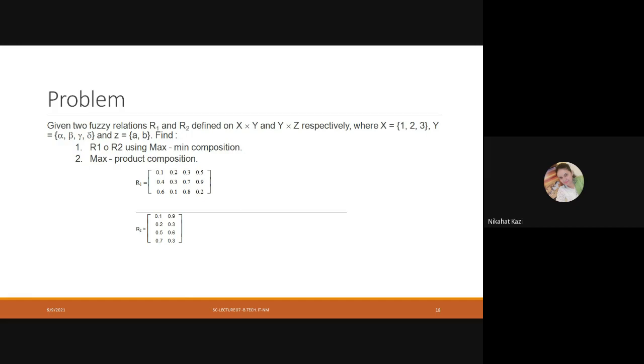So how will you do it? Matrix multiplication, right? What is the dimension of this? 3 cross 4. What is the dimension of this? So what is the dimension of the resultant? 3 cross 2, right?